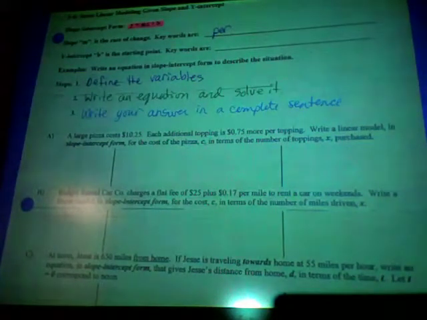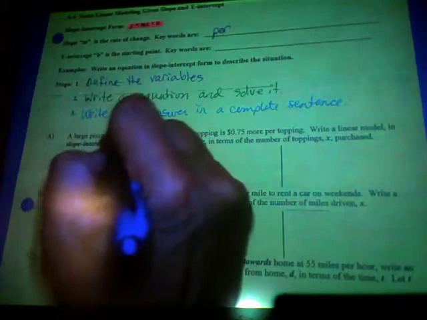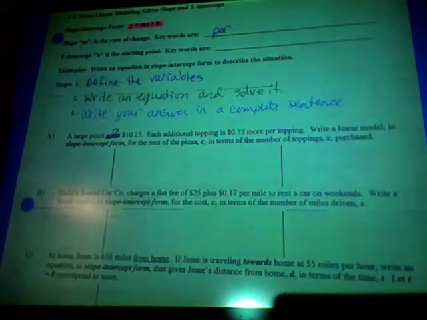I'm going to be looking for keywords and things that represent my variable thing versus my constant thing, because I'm writing it in the form of y equals mx plus b. So a large pizza, instead of "costs," I really would rather you write the word "is." A large pizza is $10.25. I'm assuming that's a large cheese pizza. Then it says each additional topping is 75 cents more per topping. Per. Did you see that word?